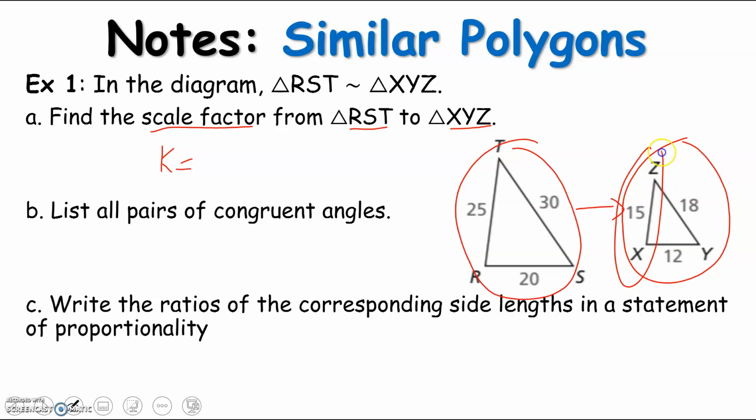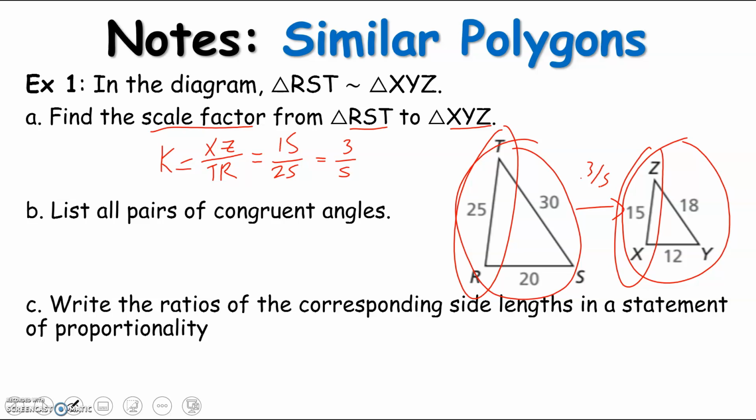So how about we use XZ and TR? So we're going to take XZ over TR because those are corresponding sides. And we see that we get 15 over 25, which reduces to 3 over 5. So the scale factor that takes us between these two triangles is times 3/5, meaning the second triangle is 3/5 the size of the original.